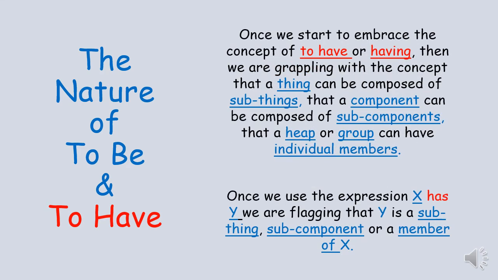I suggest that once we start to embrace the concept of to have or having, then we are grappling with the concept that a thing can be composed of sub-things, that a component can be composed of subcomponents, that a heap or group can have individual members. Once we use the expression "X has Y," we are flagging that Y is a sub-thing or a subcomponent or a member of X.